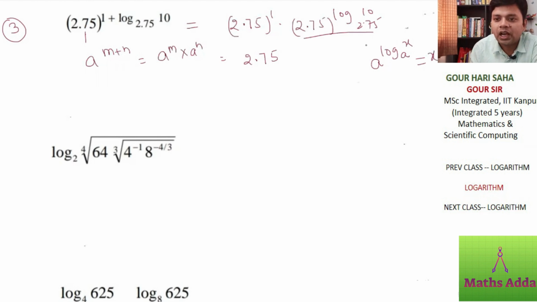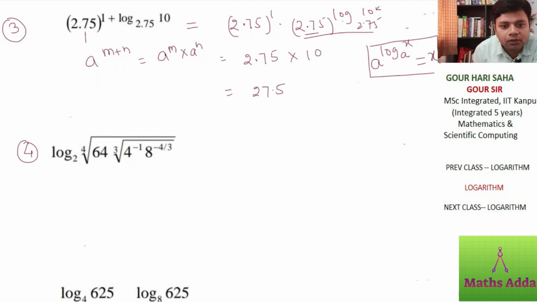Okay. So I will be applying this formula here. So it is exactly a is 2.75 and 10 is x. So this will be a to the power log of x base a. This should be x, that is 10. So the answer is 27.5.